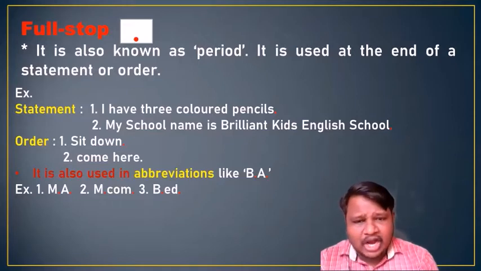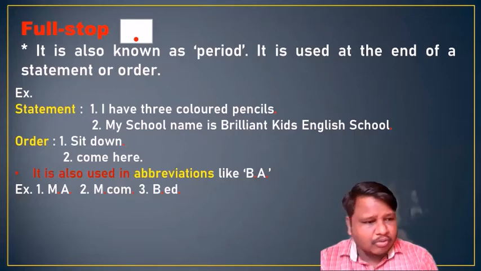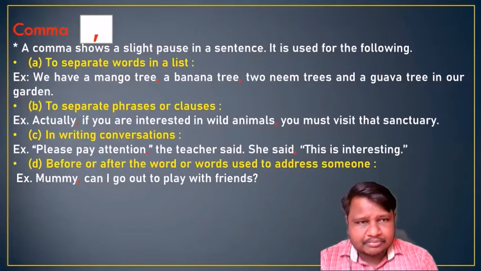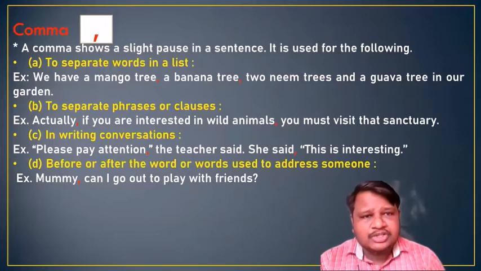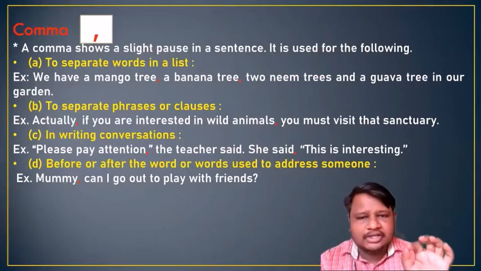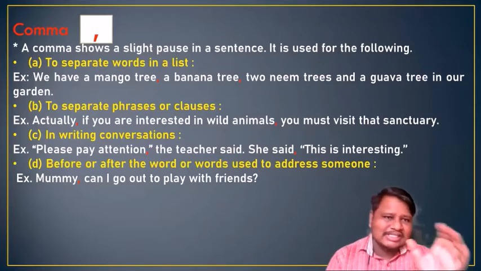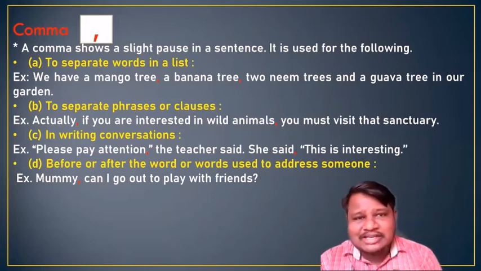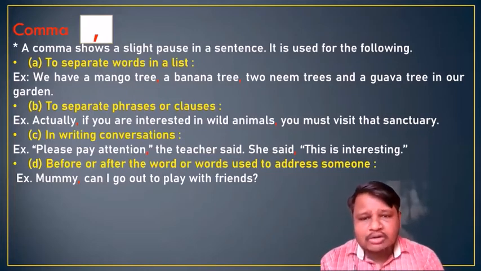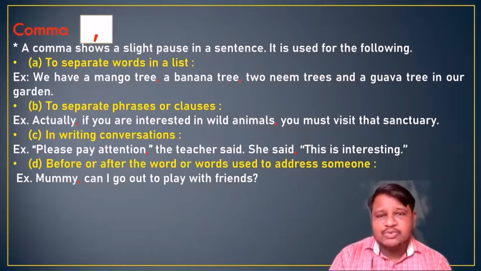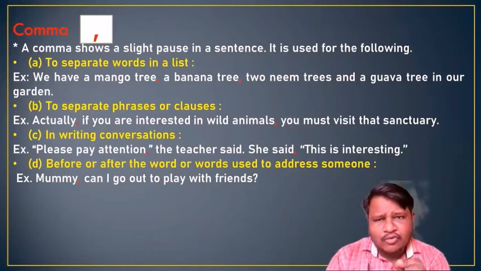So next thing that we have to see, what is the next thing? Comma. Okay, the next punctuation mark is comma. You can see there on the whiteboard there is a punctuation given for you. A comma shows a slight pause. Slight pause means while talking or while writing any sentence we stop for a little bit of time, and that little stop means comma. It is used for the following.